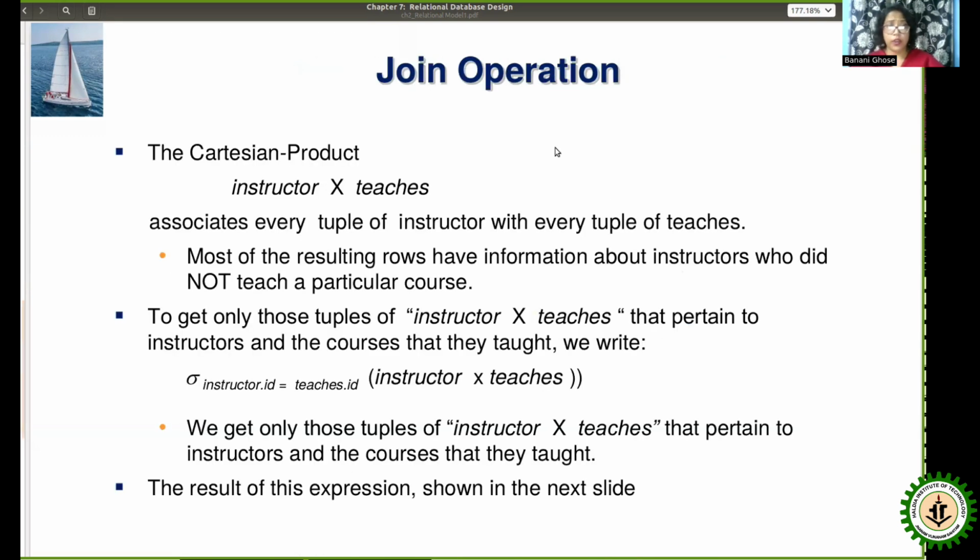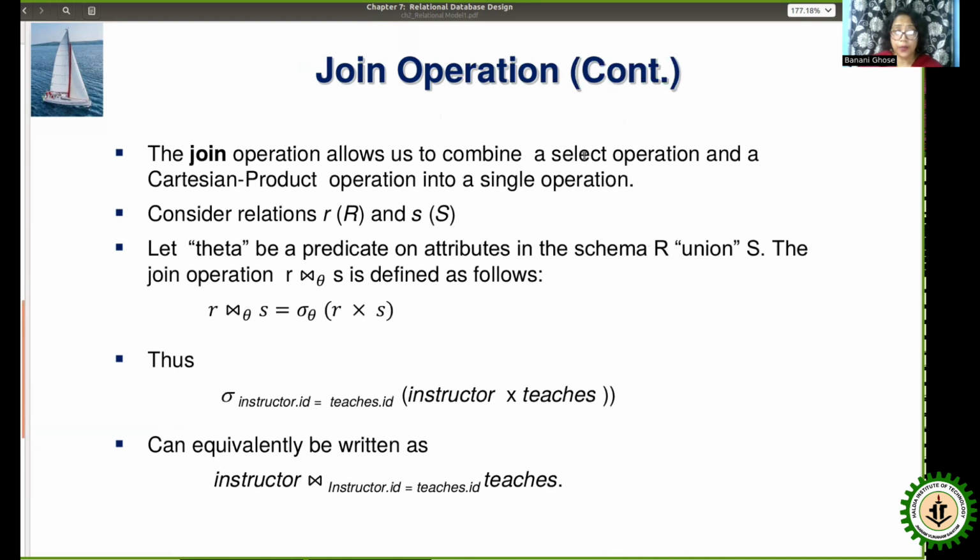Now, coming to the join operation. What does the join operation do? Join operation also does a similar thing, but it is not exactly the same as the Cartesian product. The join operation allows us to combine a select operation and a Cartesian product operation into a single operation. So it is a collection of two operations. What are the operations? Selection operation and a Cartesian operation. So how to write it?